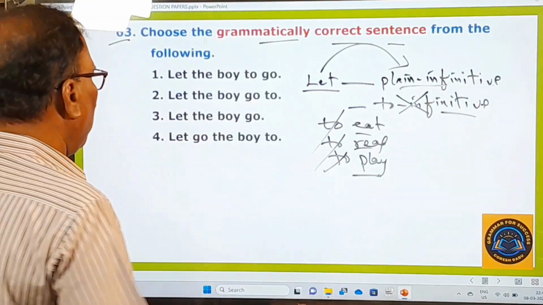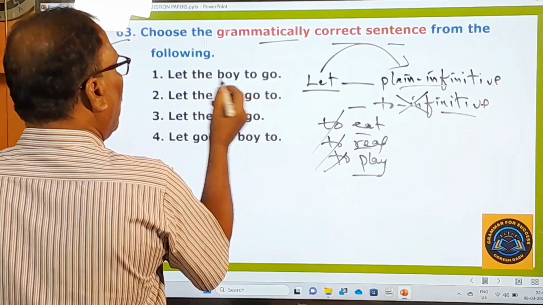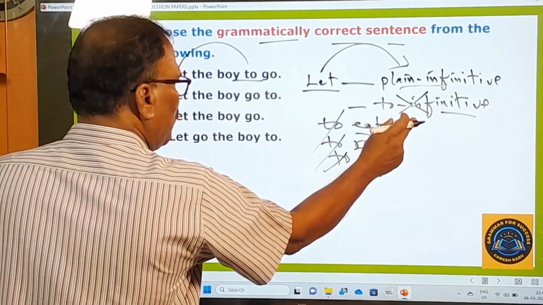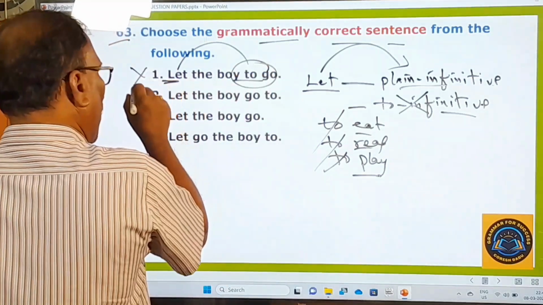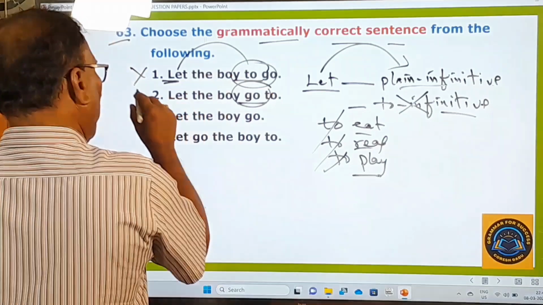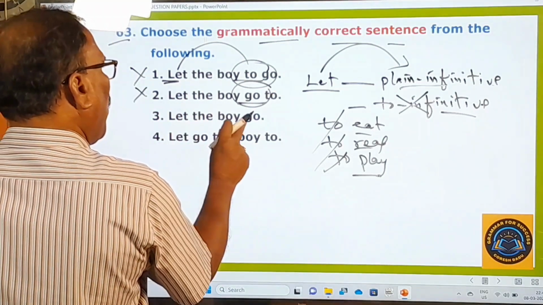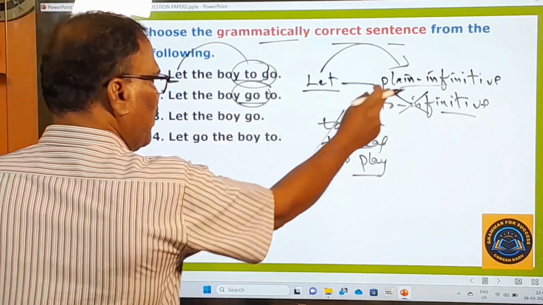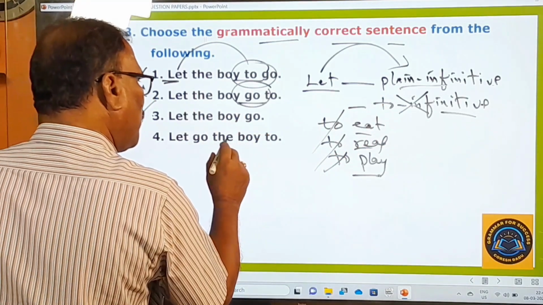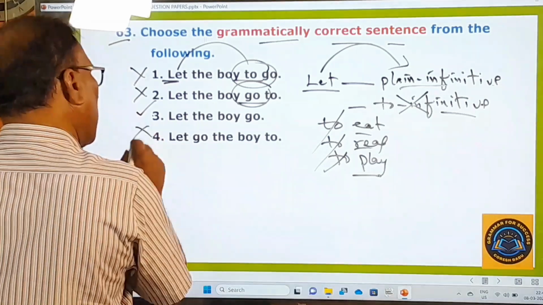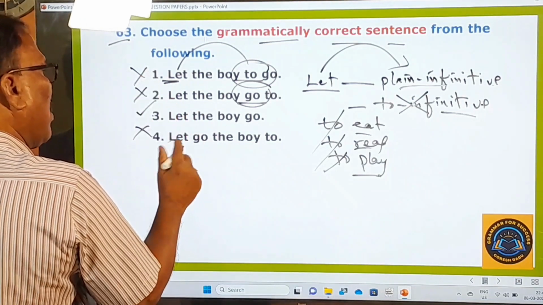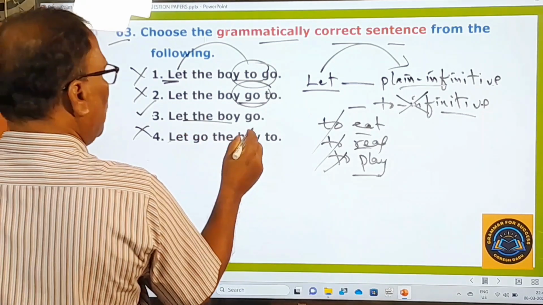Now look at the options. Let the boy to go. After let, to go, a to infinitive, is used, and therefore this is wrong. Let the boy go to. This go to is used, and therefore this is wrong. And let the boy go, yes, plain infinitive is used. This is correctly used, therefore this is the right answer. Let go the boy to is absolutely ungrammatical. So the first, second and fourth are wrong, and only the third one is your answer.